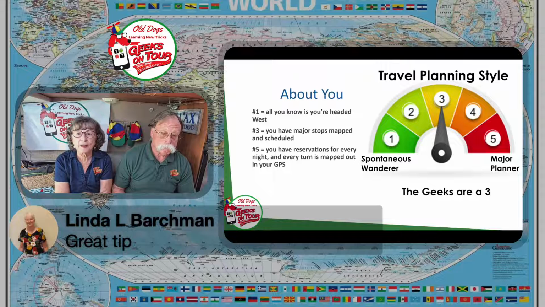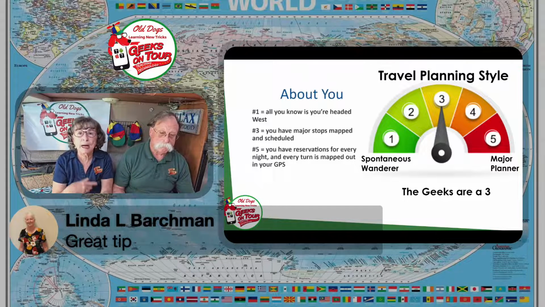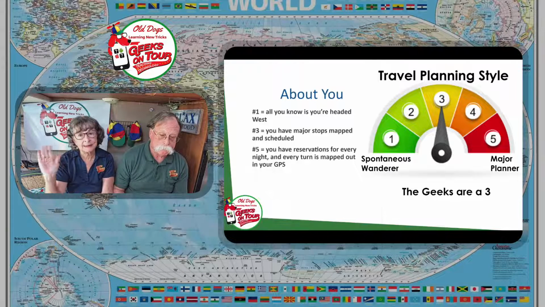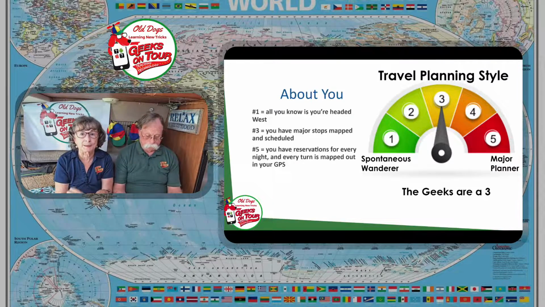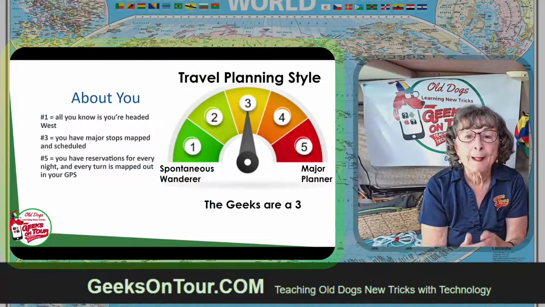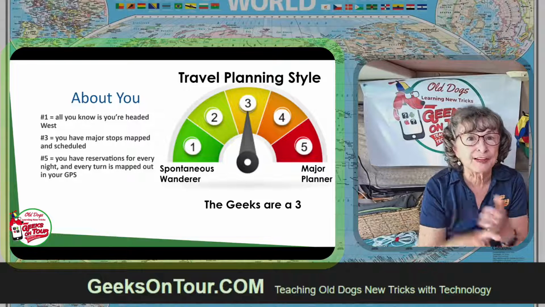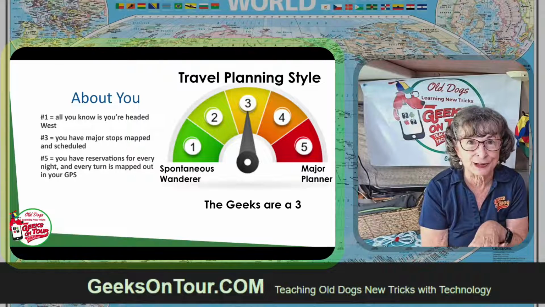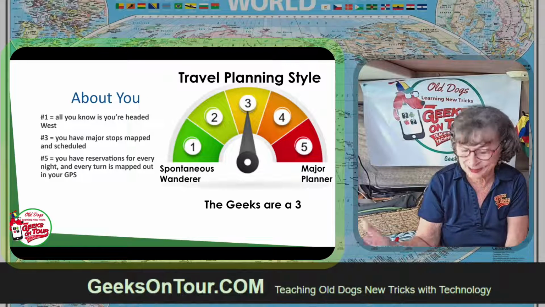If you're a 1, I call it a spontaneous wanderer, and it means basically all you know is you're headed west. You'll make it up as you go along. If you're in the middle, that's me, then you do have people to see and things to do. You have major stops you want to be mapped and scheduled. And if you're a 5, I call you a major planner, and you want reservations for every night and every turn is mapped out on your GPS. Different apps for different folks there.